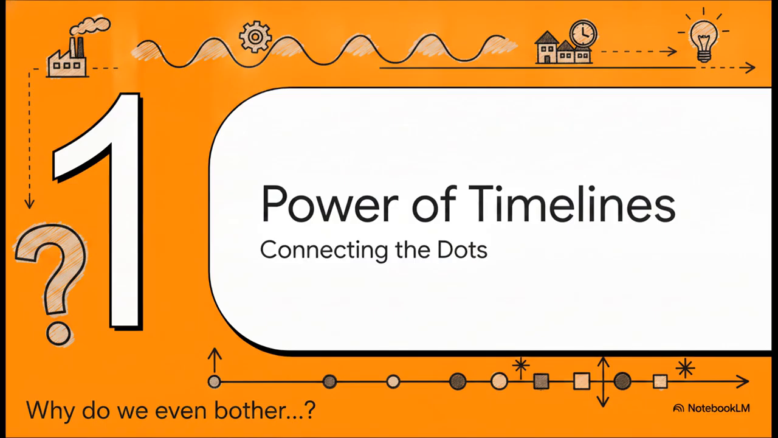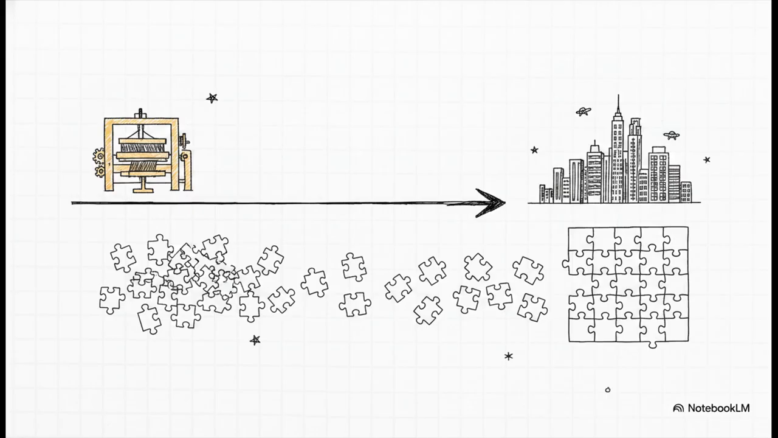Section 1. The power of timelines. Connecting the dots of history. Okay, let's dive into this. Why do we even bother drawing lines and plotting dates in the first place? Well, here's the big takeaway of our lesson today. Timelines are literally the ultimate tool to bring order to historical dates. They don't just tell us when something happened, they show us exactly how inventions deeply impact our everyday lives.